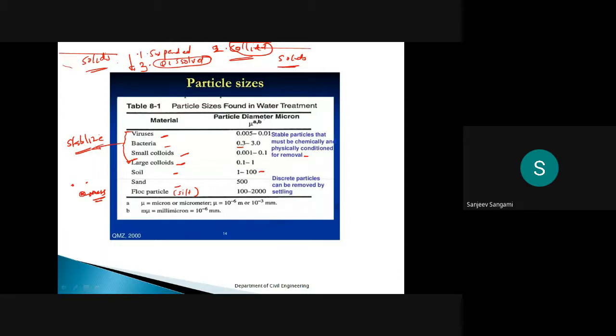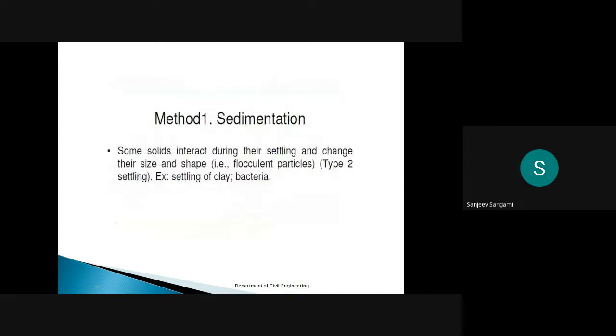And then soil and sand can be easily removed because they have higher mass as they are in the original. So there is no need to convert them into bigger mass. So they can be settled easily. These are normally found in the water treatment process.